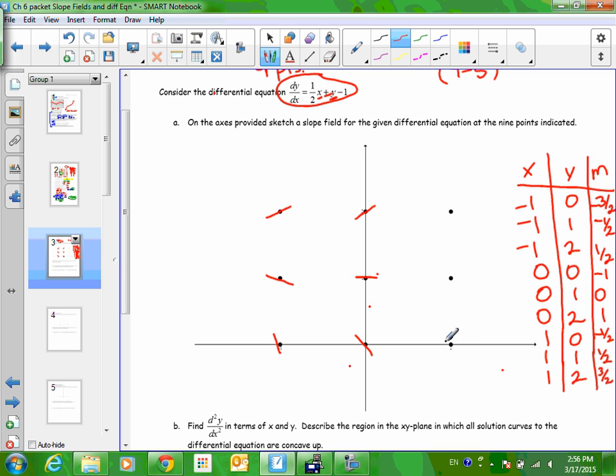1, 0 is going to be -1/2. Again, kind of flat, but decreasing. 1, 1 is going to be +1/2, so kind of flat, but increasing. And then 1, 2 would be steeper and increasing.